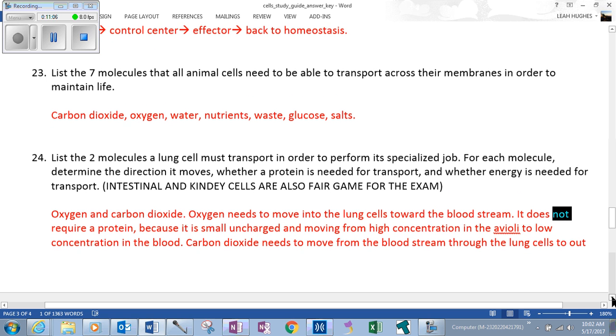Question 23. List the 7 molecules that all animal cells need to be able to transport across their membranes in order to maintain life. Okay: carbon dioxide, oxygen, water, nutrients, waste, glucose, salts.